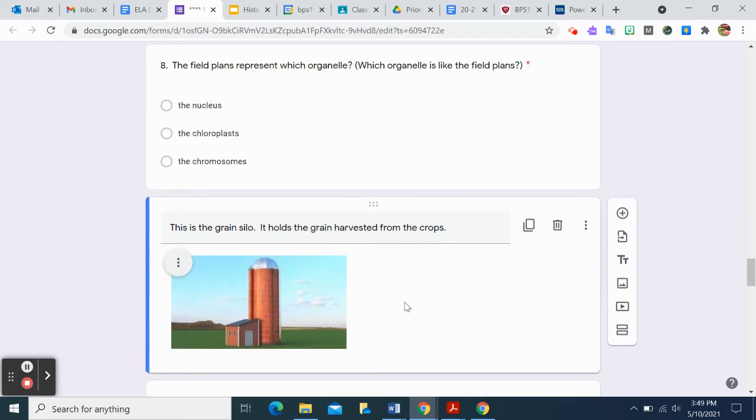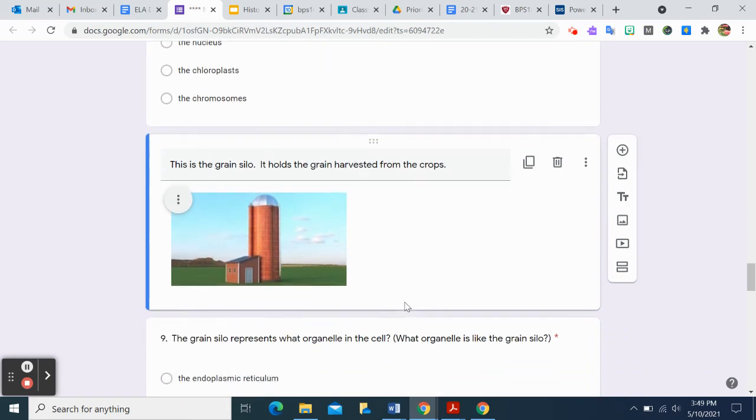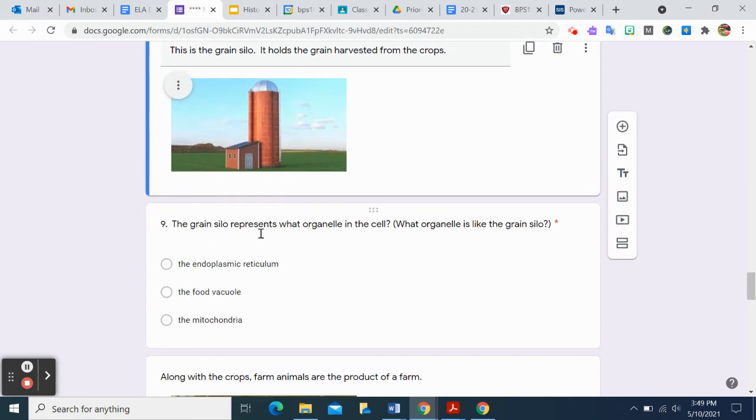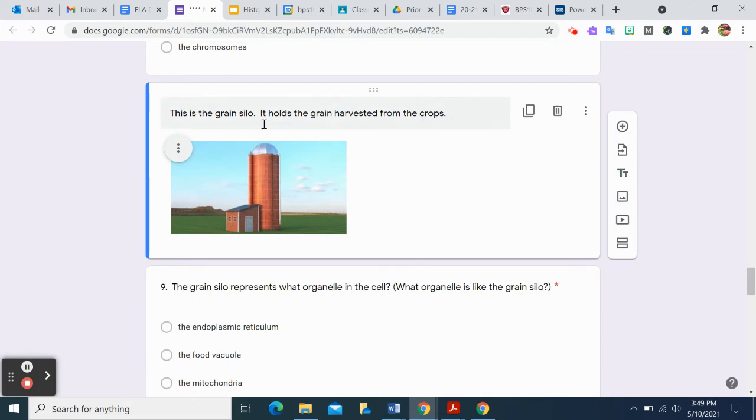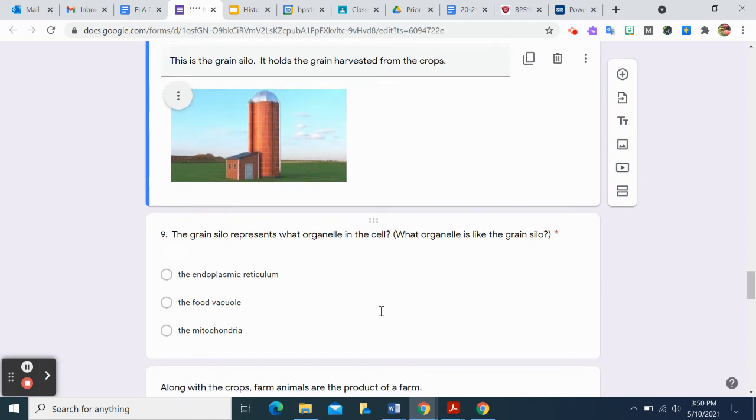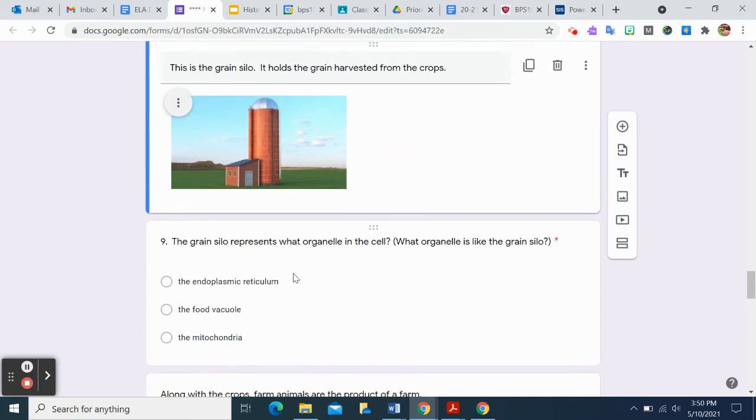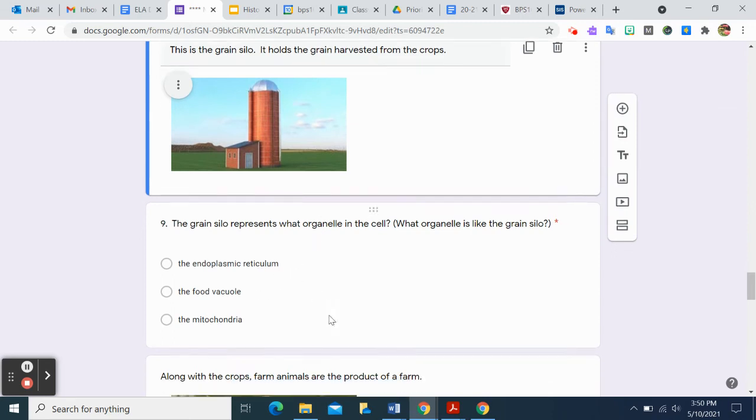This is a grain silo. It holds the grain harvested from crops. The grain silo represents what organelle in the cell? So which organelle is like the grain silo? It holds the harvested grain. Is it the endoplasmic reticulum, the food vacuole, the mitochondria? Which one is like the grain silo? It holds the grain or the food.